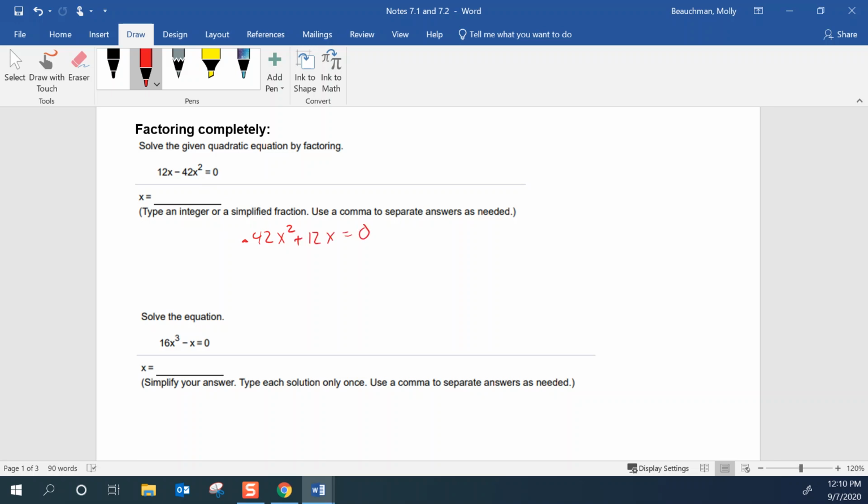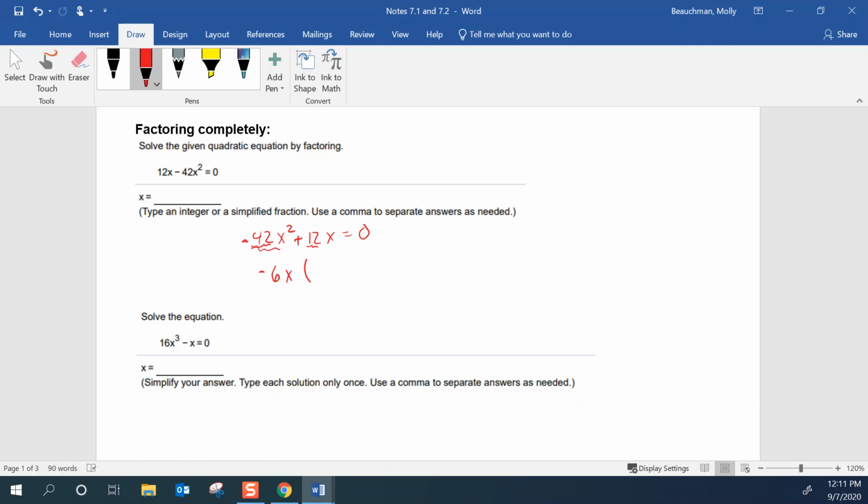Then factor out the greatest common factor. What goes into both 42 and 12? Let's see, the answer is 6. And if you want to factor out a negative at the same time, let's take a -6 out of each. Notice we have an x squared and an x term, so they also have an x in common. So the greatest common factor is -6x.